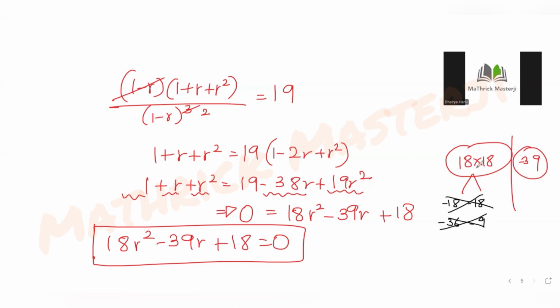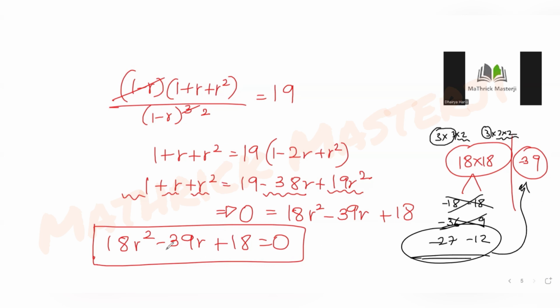Now what I can do is split that 9 also. So 3 into 3 into 2 here, and 3 into 3 into 2 here. If I multiply these two threes with this 3, 3 threes is 27, and 3 twos is 6 and 12. So yeah, that works. So minus 27 and minus 12 also gives me minus 39. So I split this as 18r square minus 27r minus 12r plus 18 equals 0.